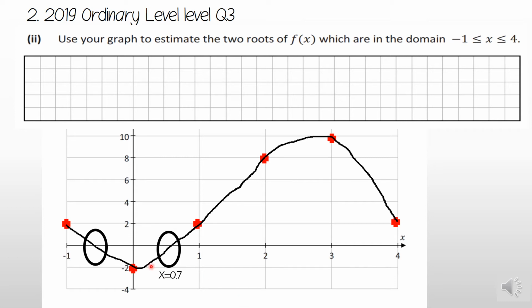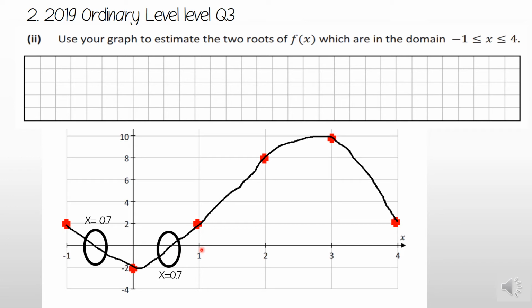And then the other root here, it's pretty much the same, but it's in the opposite direction. So it's between 0 and -1. So we're going here, -1. I would say this is -0.7, and then you estimate that. Again, it's an estimate, so you could have 0.6 or 0.8 or whatever. That's still acceptable because it's still within reason, from what you can see here.